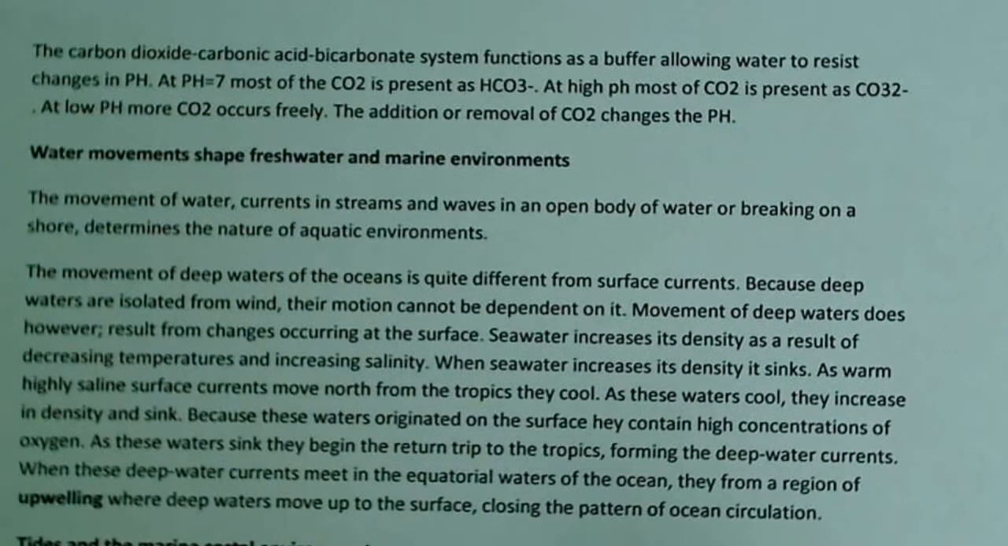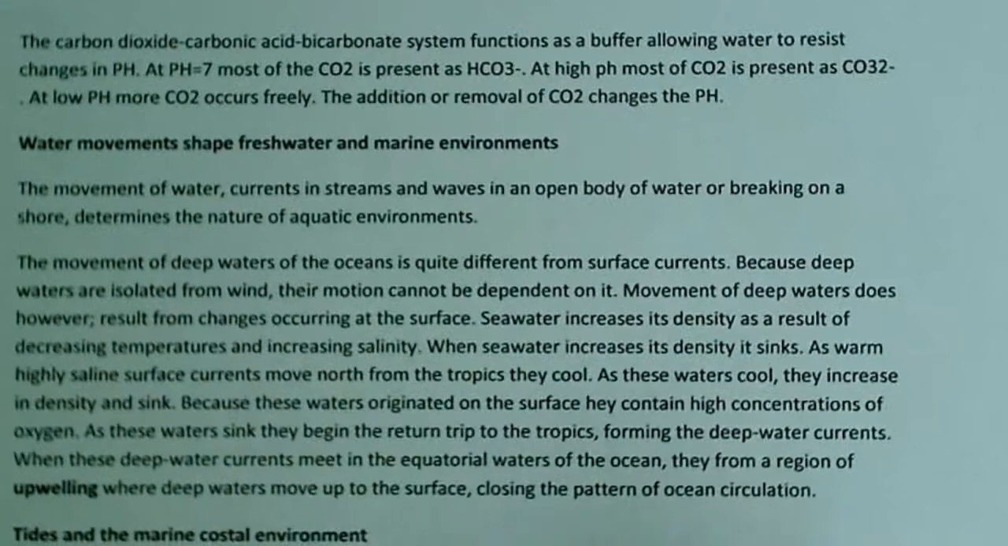So water movements shape freshwater and marine environments. So the movement of water currents and streams and waves in the open body of water, okay, determines the nature of the aquatic environments. And the movement of deep waters of the oceans is quite different from surface currents. Because deep waters are isolated from wind, their motion cannot be dependent on it. So the motion of the deep water currents is not the same because it's not dependent on wind. Movement of deep waters does, however, result in changes occurring at the surface.